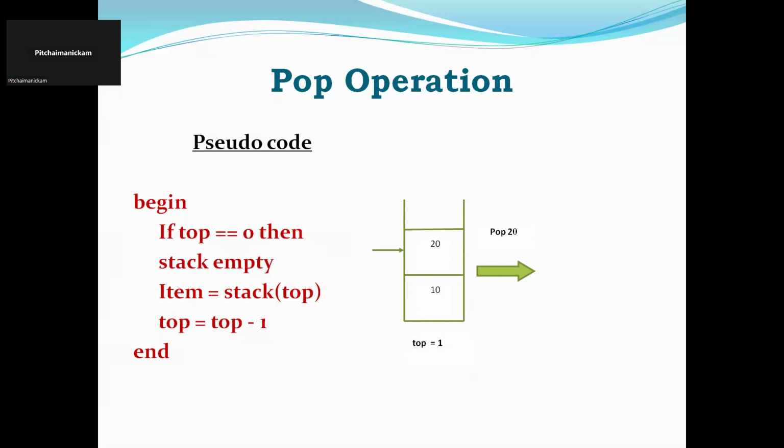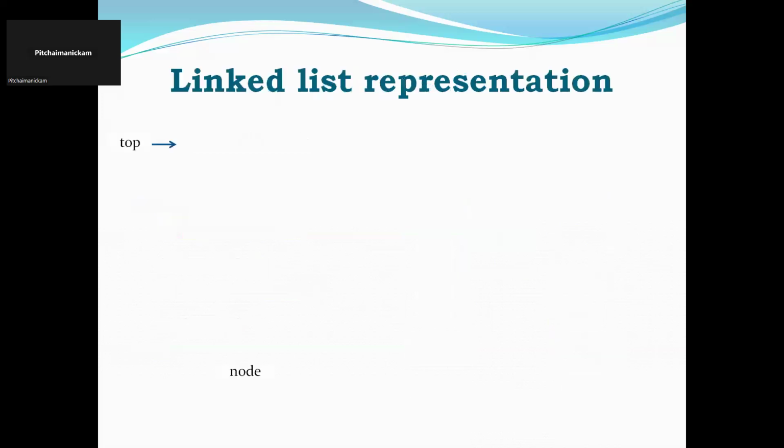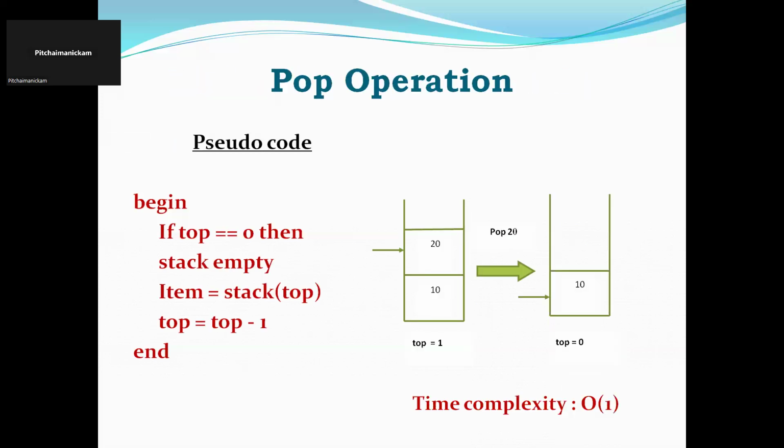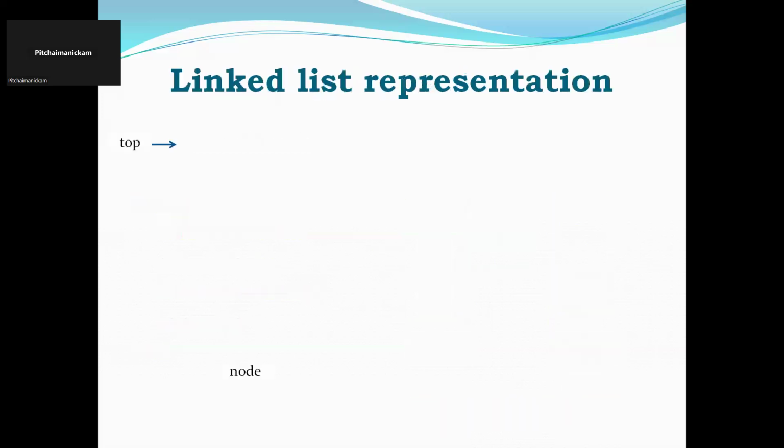Again, I want to decrement the pointer: top is equal to top minus 1. So I just decrement the pointer, top is equal to top minus 1, and here top is equal to 0. So 10 is there. The time complexity is order of 1. So this is a representation of the push and pop operation. That's all about the array representation of the push and pop operation.